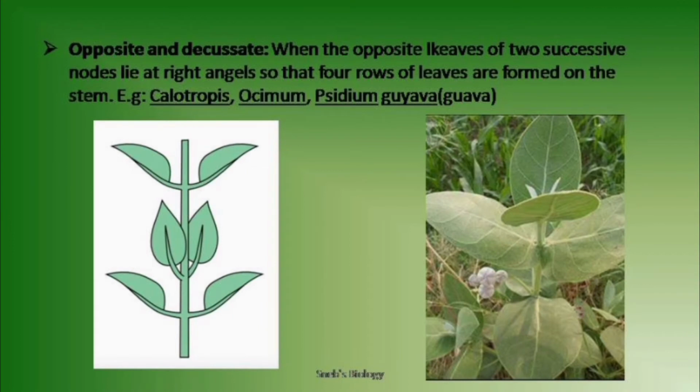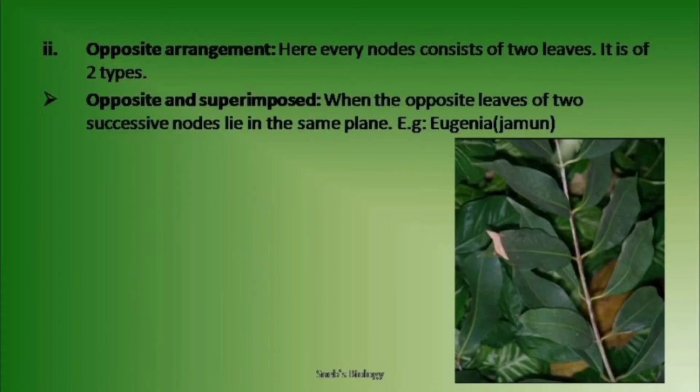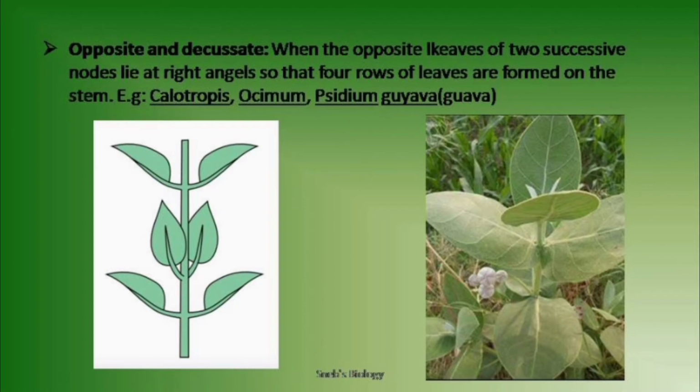Next is opposite decussate. In this case, every node has two leaves. The first one is the same as it was in superposed. On the next node, the next pair is going to be at a right angle to the first one so that each leaf gets sufficient sunlight for photosynthesis. This is seen in the case of Ocimum, Guava, Calotropis, etc. Both are opposite, but the difference is how the arrangement is at every node. If the leaves are one above the other, then it is called superposed, and if the pairs sit at 90 degrees, then the arrangement would be called decussate.